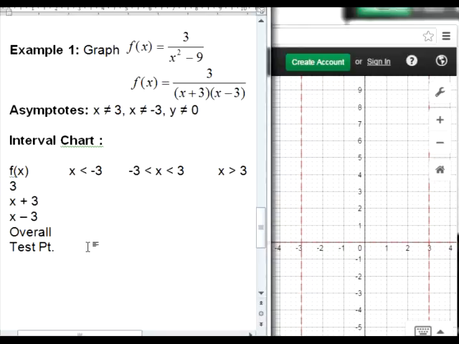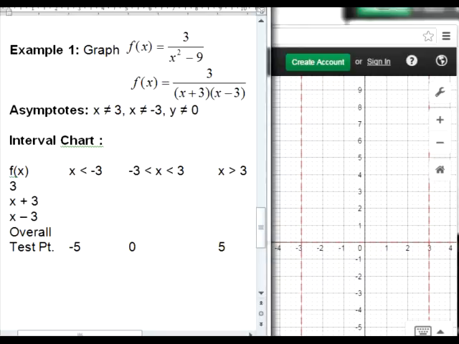Then at the bottom, I'm going to choose test points. These are just going to be numbers that fit. A number less than negative 3 is going to be negative 5. You can choose a different number if you want to. That's what I chose. In the middle, I'm going to choose 0, because 0 is between negative 3 and 3. On the right, it's going to be 5.